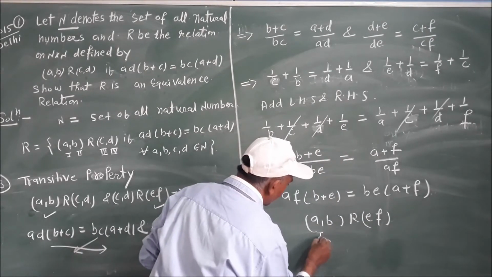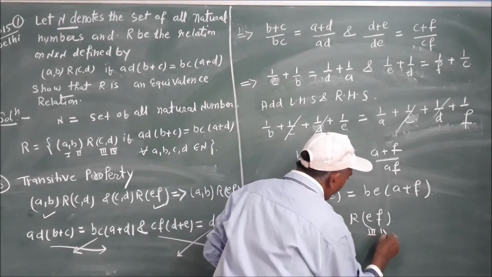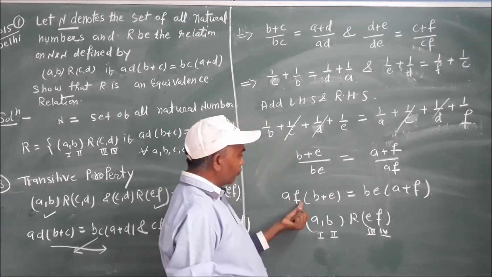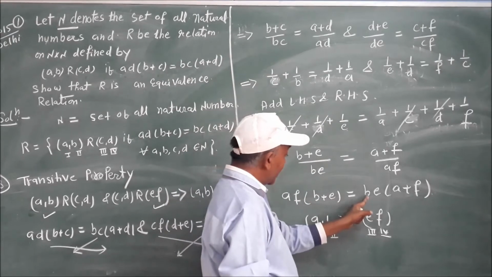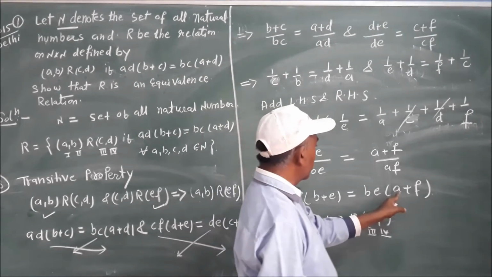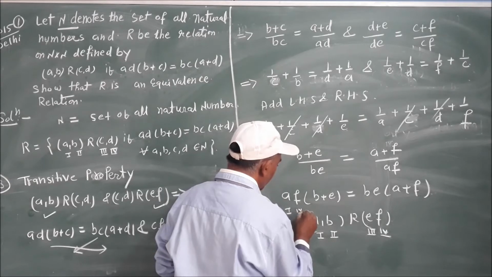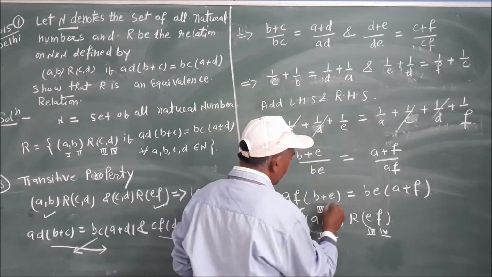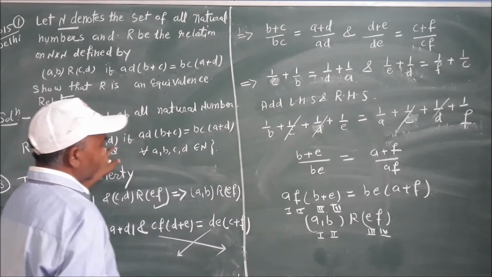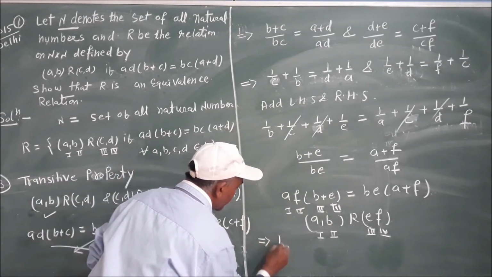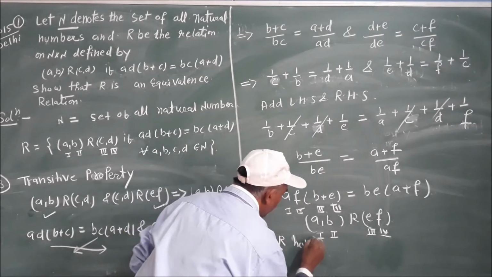See here, this is its first element, this is second element, this is your third element, and this is your fourth element. First element into fourth element is equal to second element plus third element, and second element into third element is equal to first element plus fourth element. So this follows the property of the relation. So we can say that this implies R holds the transitive property.